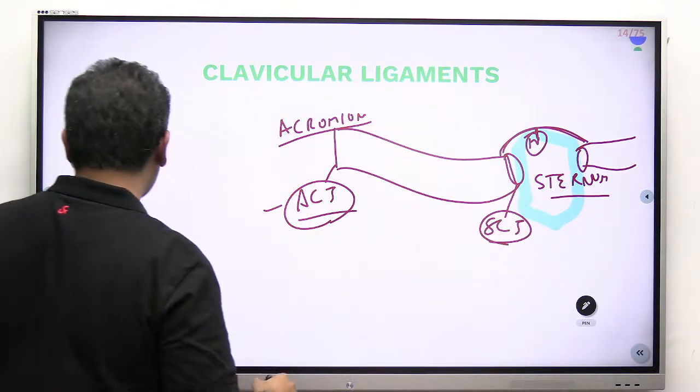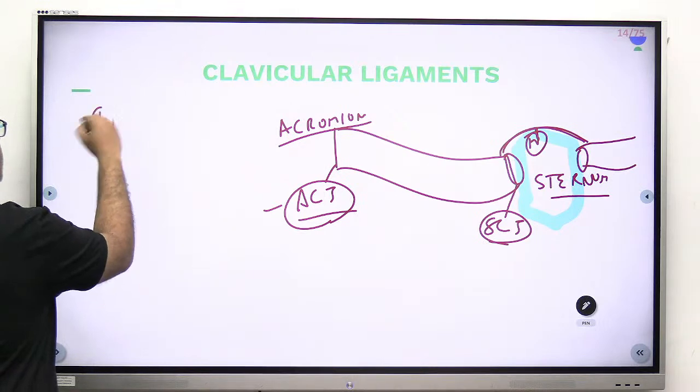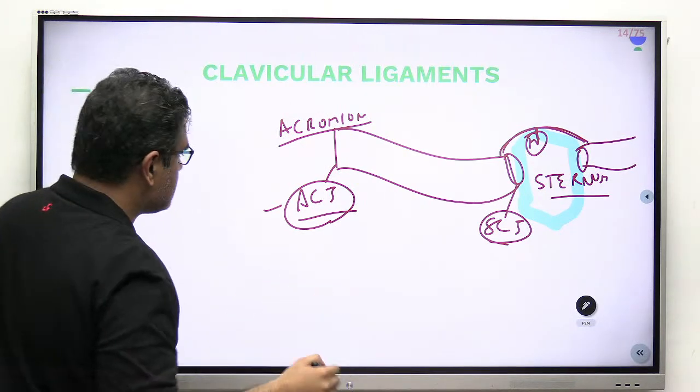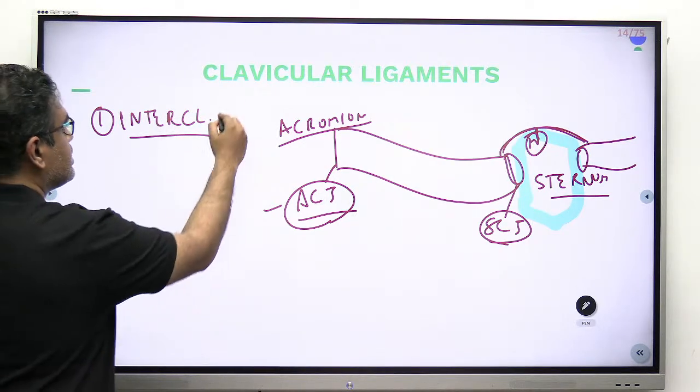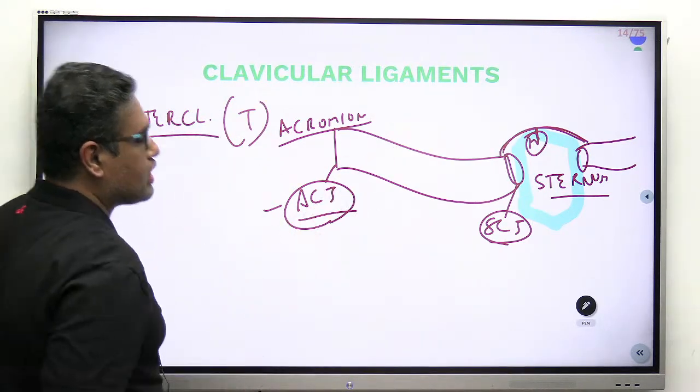Let us now write them. The ligament that is connecting the two clavicles with each other is known as the interclavicular ligament. It's a T-shaped ligament which is connecting the two clavicles.